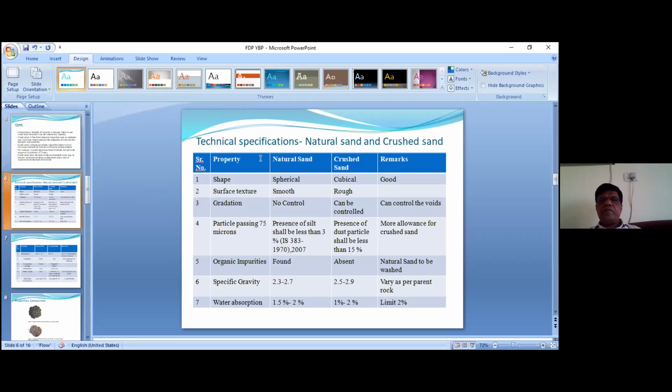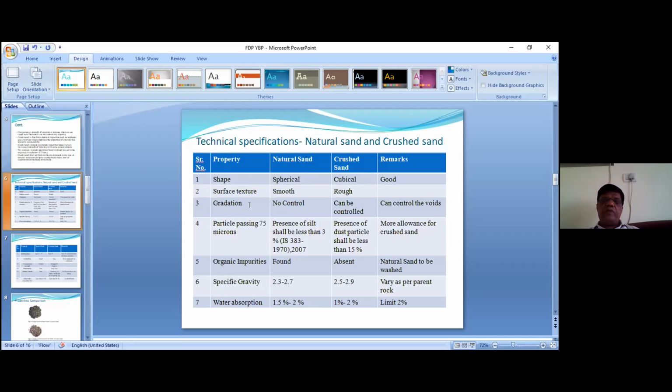Now let us compare the properties of natural sand and crushed sand. First, the shape. Due to attrition, natural sand particles are spherical, or we can say ball bearing shaped. As we have seen, it improves the workability. In the opposite way, crushed sand is cubical. Cubical is also good, so we can easily substitute here. Now surface texture. Natural sand is smooth, and crushed sand, having no attrition, is rough. This has the additional advantage that it increases the compressive strength and flexural strength.